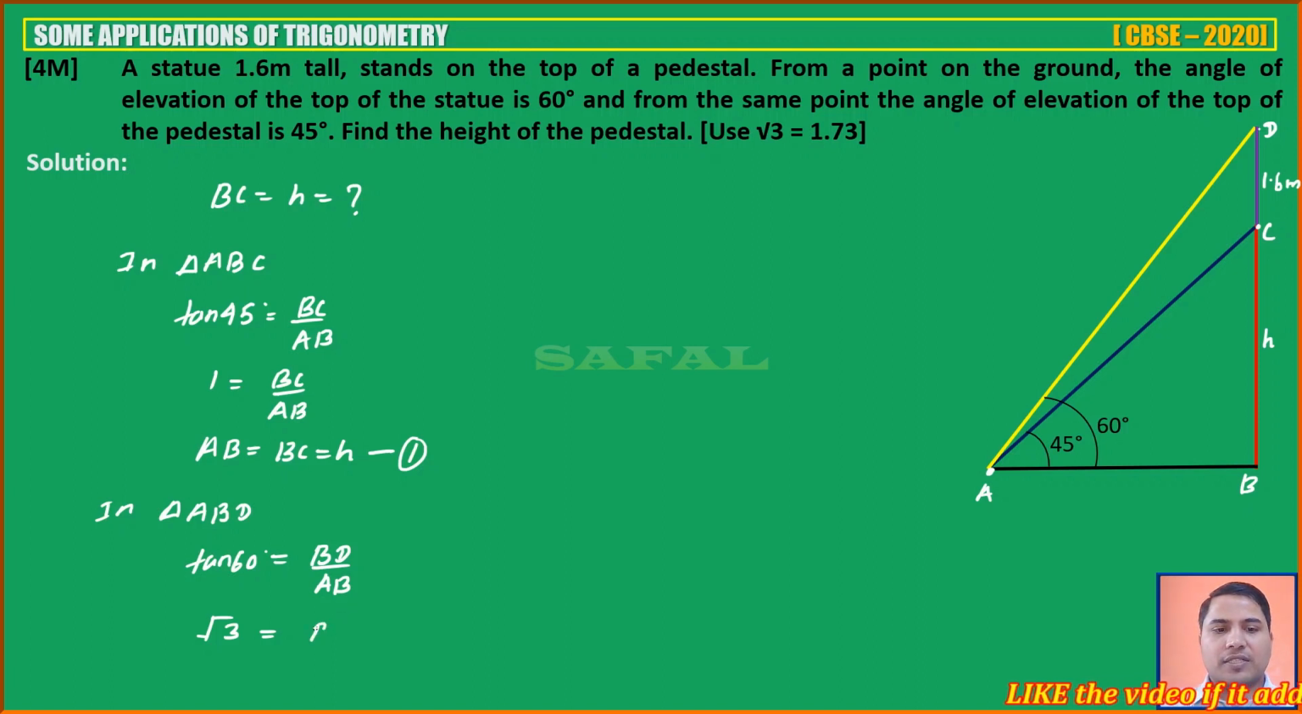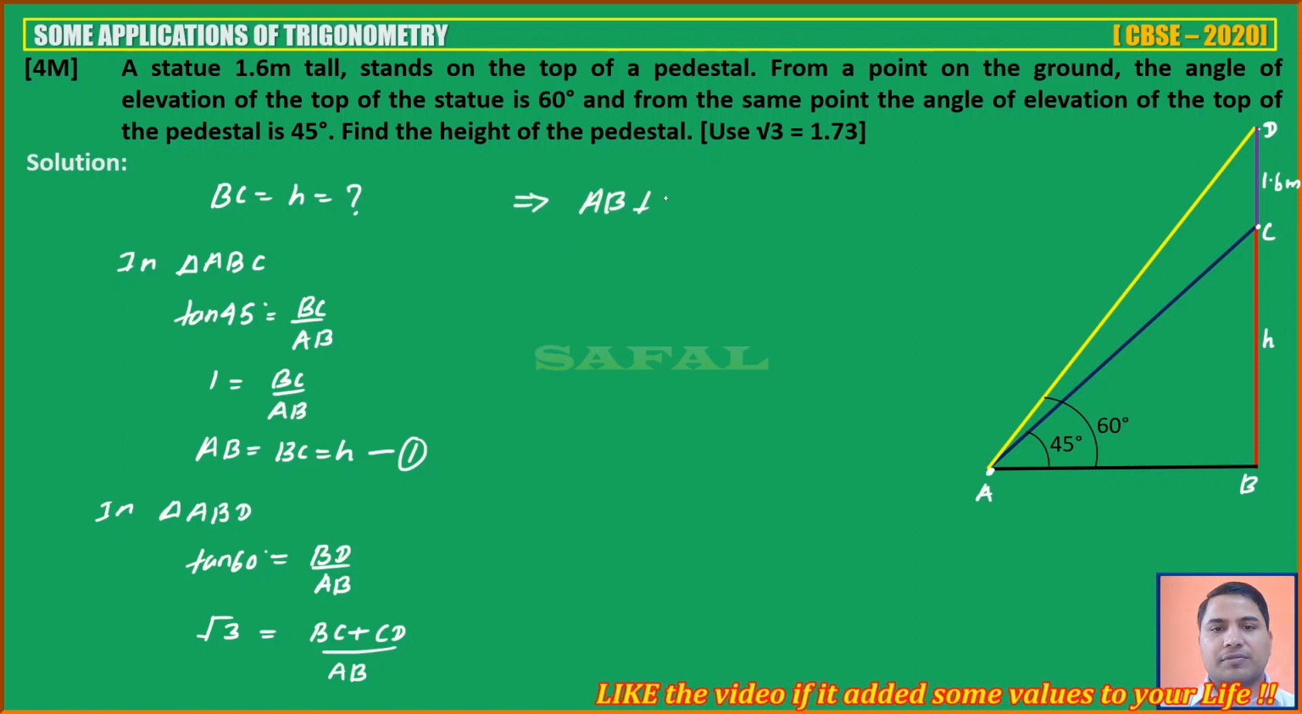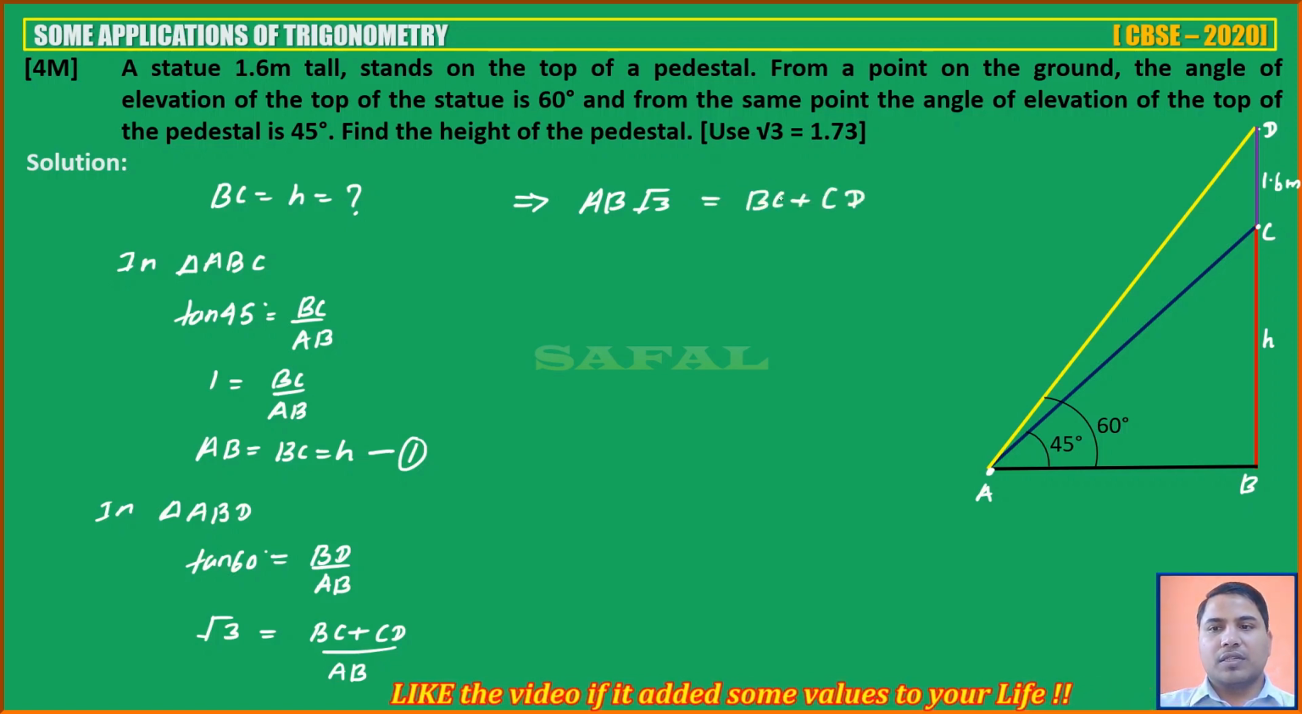BC plus CD. Let me write it, BC plus CD, and AB as it is for the time being. Now I'll cross multiply. On cross multiplication I'll get AB root 3 equals BC plus CD. Now let us substitute the values we know. We know that AB is H, so this is basically H root 3.